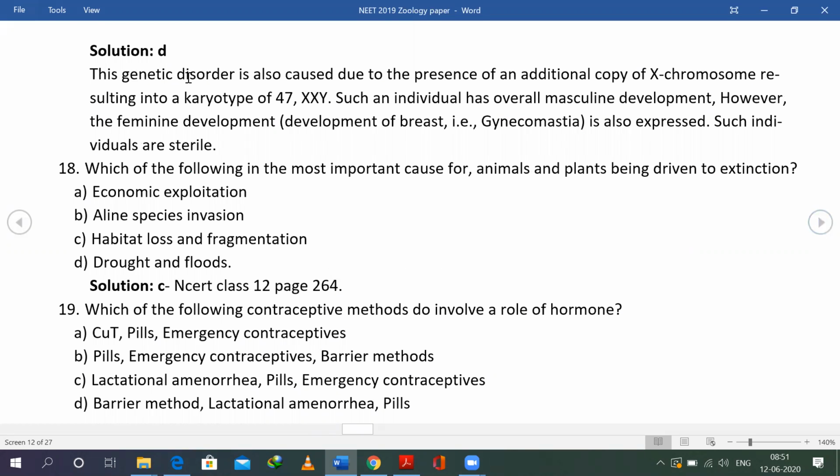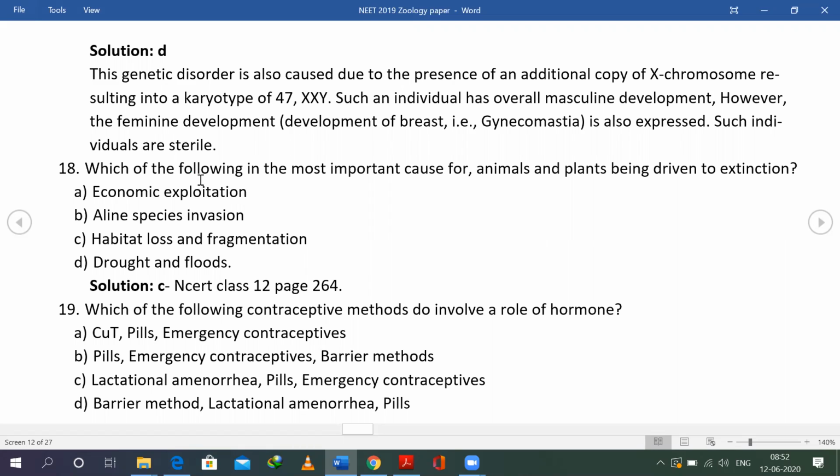So you can see that here the genetic disorder is caused due to the presence of an additional copy of the X chromosome. Just now we have seen that it is 47 plus XXY. Such an individual has overall masculine development because he has the Y. However, the feminine development of breast, gynecomastia, is also expressed. Such individuals are sterile. They will not be able to produce any offspring.